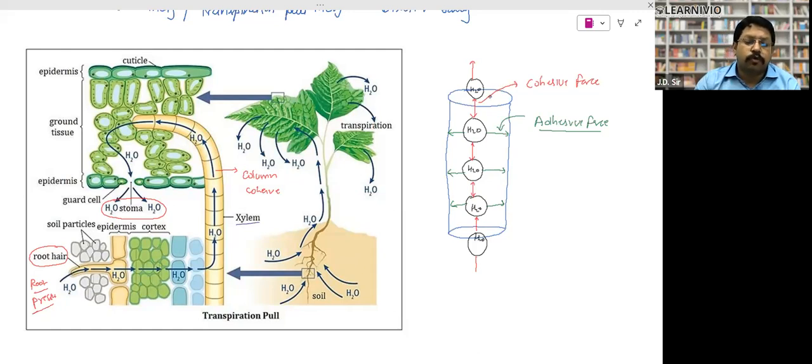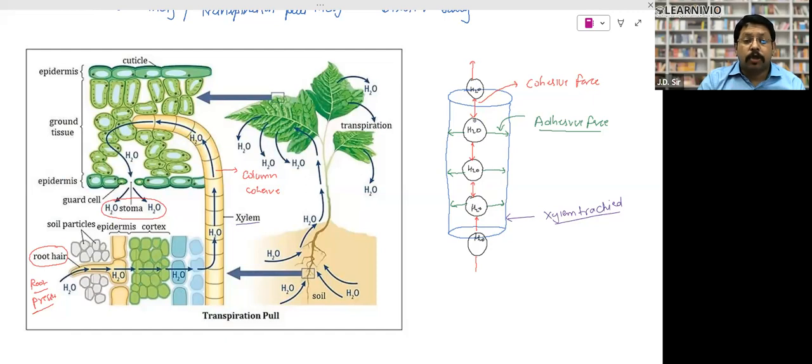there are two forces which work in the transpiration process. This blue color structure which I have made is the xylem trachete. So what happened in xylem trachete? This is the wall of the xylem, right? Water molecules pull one water molecule, pull another water molecule, then another, then another. That's how a water column is created, right?